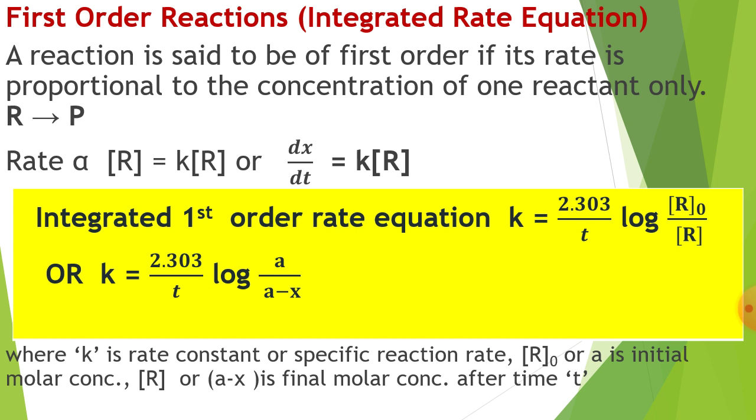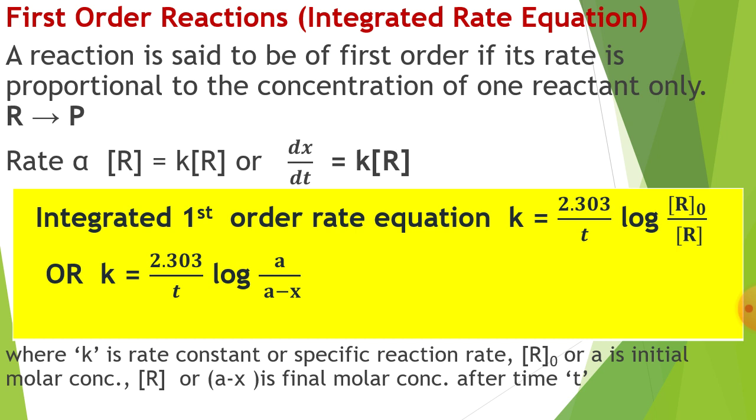Here K is the proportionality constant, that is known as velocity constant or rate constant. Or you can write the rate like this, dx by dt or dR by dt equal to K multiplied by molar concentration of reactant. Here the rate depends upon the first power of reactant concentration. That's why this is known as first order reaction.